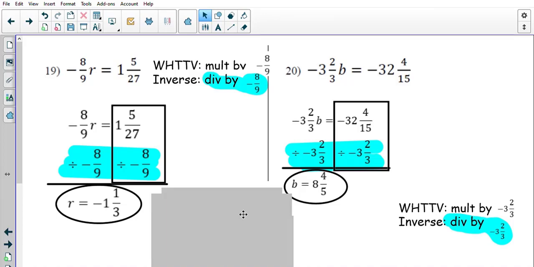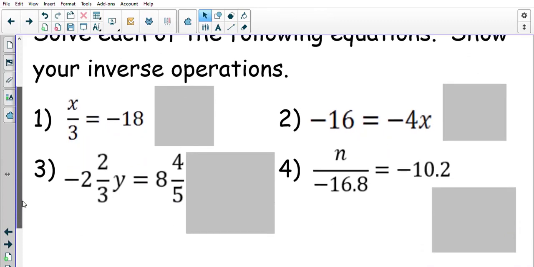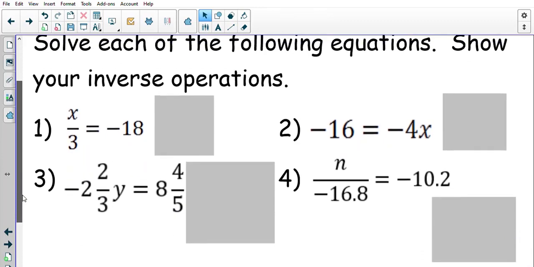All right, let's do some independent practice. I've got 4 questions for you to try. Make sure you're showing your inverse operations. Where can you write these? Any place where you have some extra space. So pause the video, give these 4 questions a try.